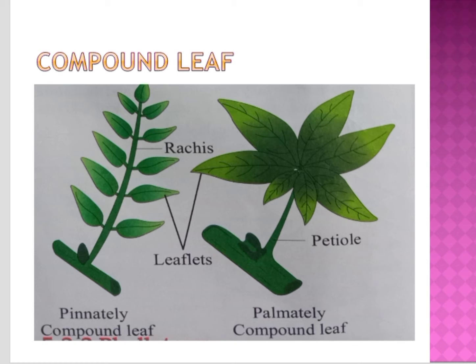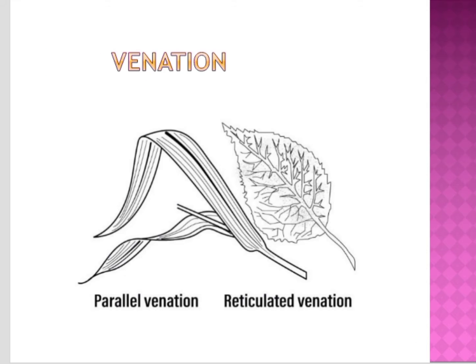In palmately compound leaves, the leaflets are attached at a common point. This is the difference. It is seen in the picture of cotton, Bombax, that is silk cotton, you can see.